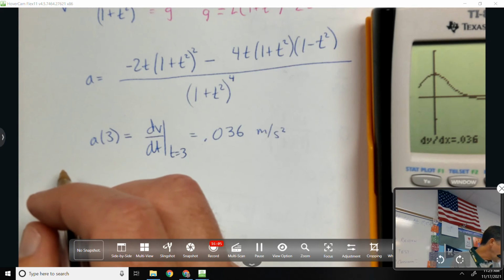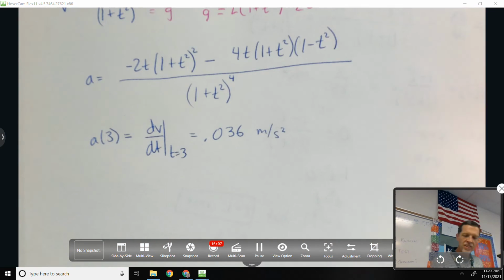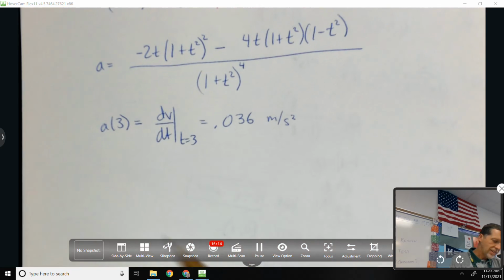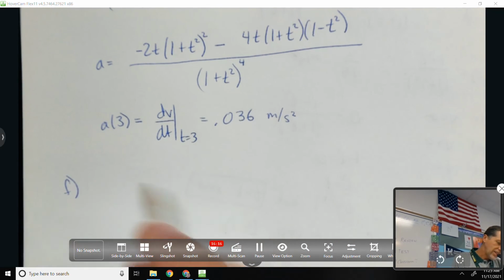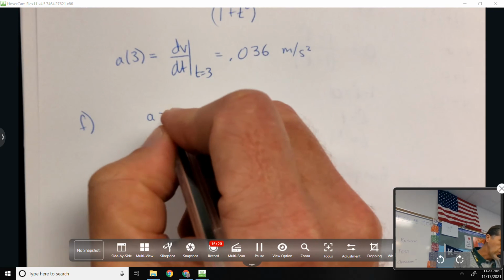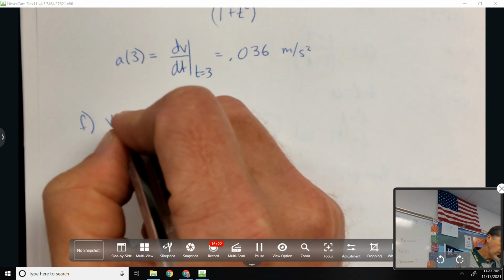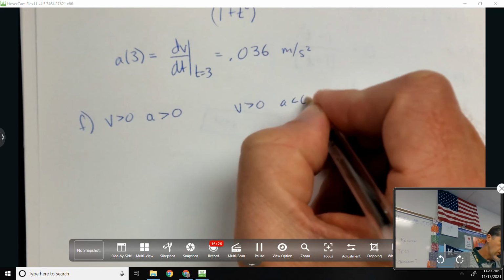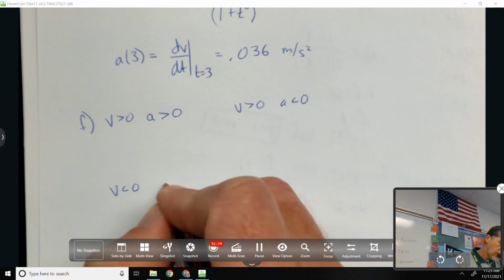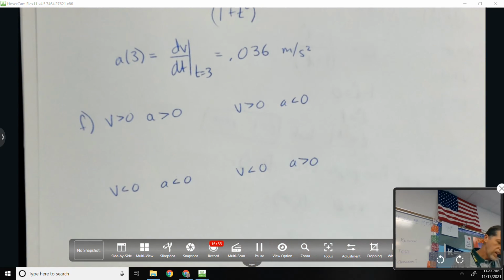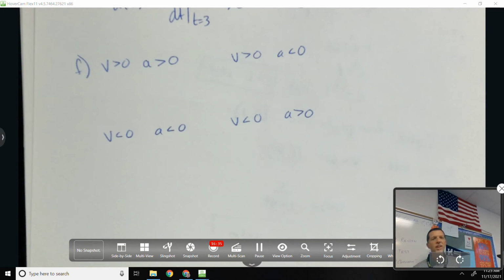And then lastly, speeding up and slowing down. Well, it's speeding up at 3, so that's good. Let's do it this way. Let's just review that. Let's look at our possibilities here. Writing really small is a pretty nice solution. There we go.